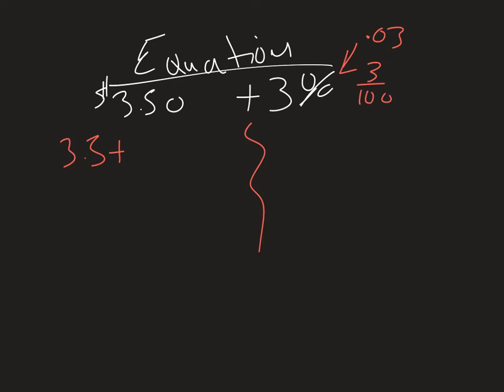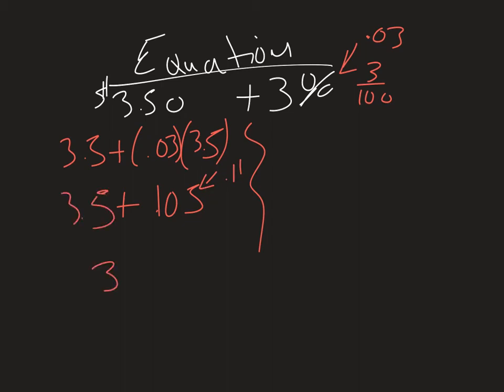And I'm going to take 3% of the 3.5, which would indicate multiplication. So I have 0.03 times 3.5, and I'm going to add it back on. Now, if I do that, this little bit here will turn into 0.105, which again, for our purposes, let's call it 11 cents, which we can agree will make $3.61.